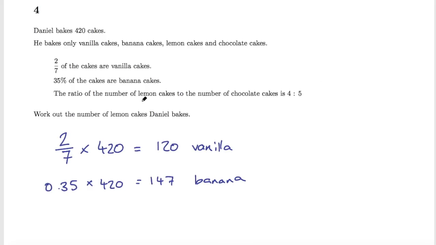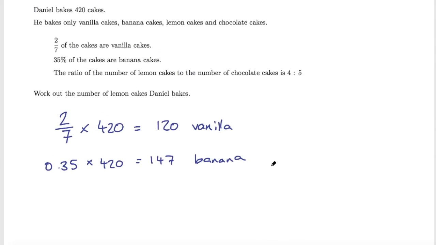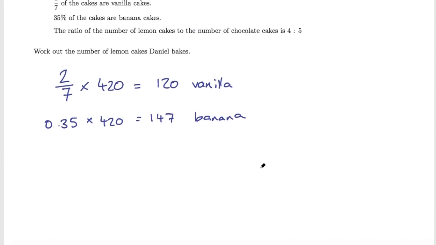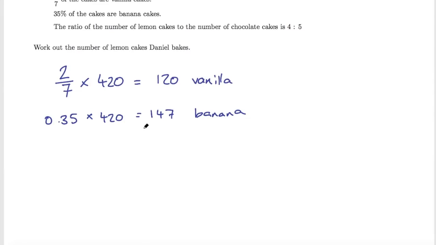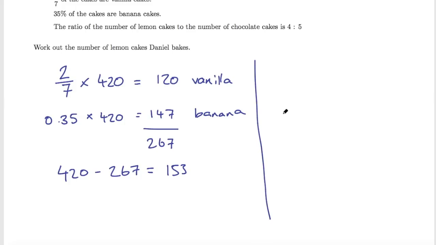Now, we know the ratio of lemon cakes to chocolate cakes is 4 to 5. We need to know how many lemon cakes and chocolate cakes there are. So what we could do is add these together, and that gives us 267 vanilla and banana cakes. Therefore, the remainder are lemon and chocolate cakes. So if we subtract that number from 420, we get 153. And then we need to work with that number in this ratio.